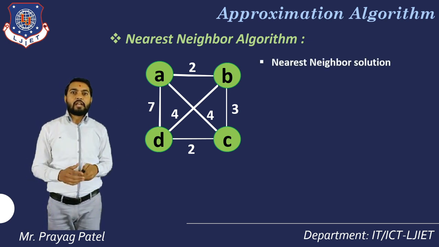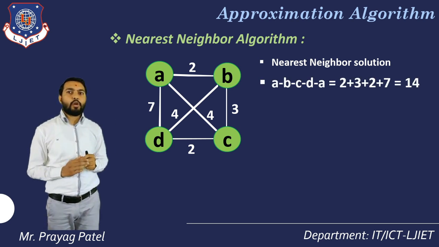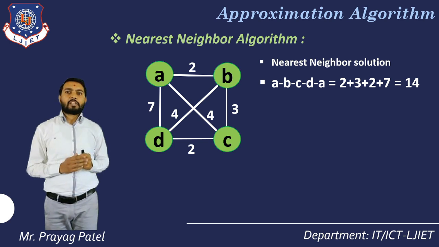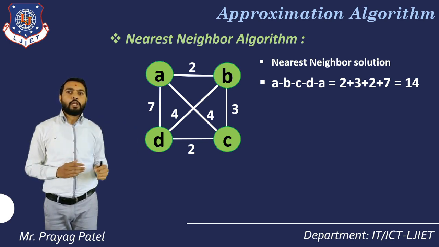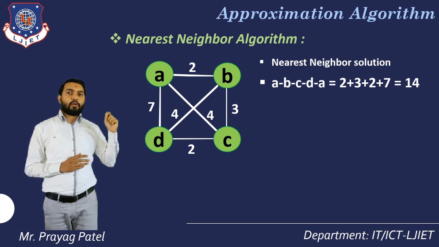Now here, the nearest neighbor algorithm solution is like this: first, starting from node A, 3 paths are possible. A to B distance is 2, A to C distance is 4, A to D distance is 7. Now which neighbor is the nearest neighbor? A to B is nearest, so select A to B.